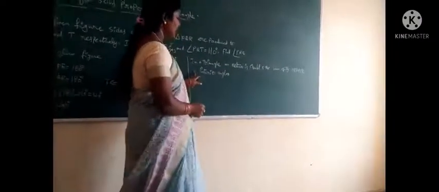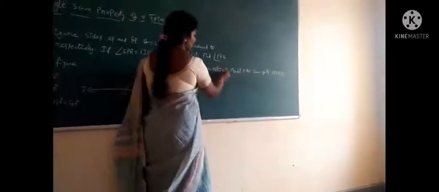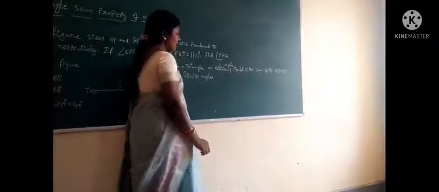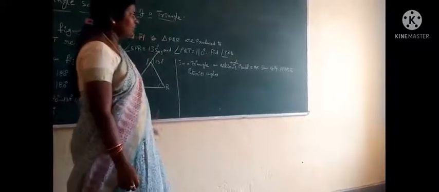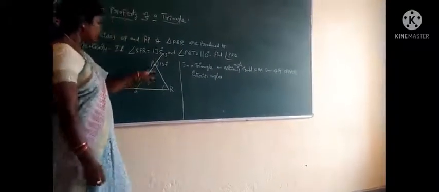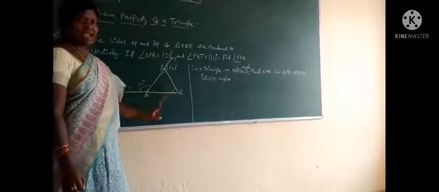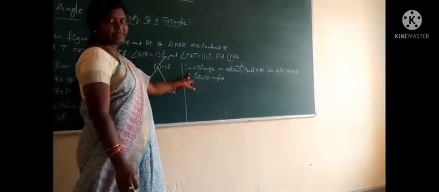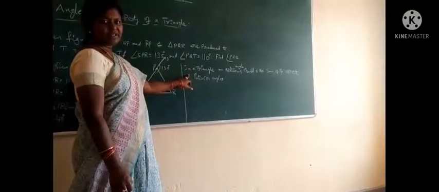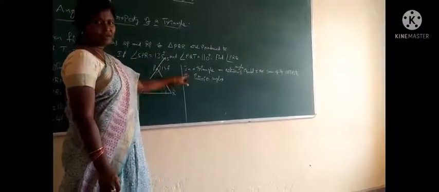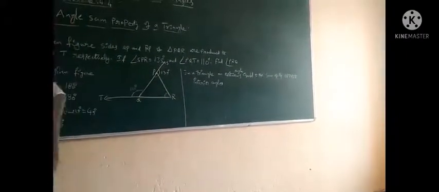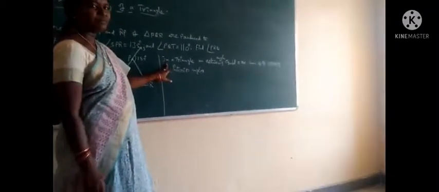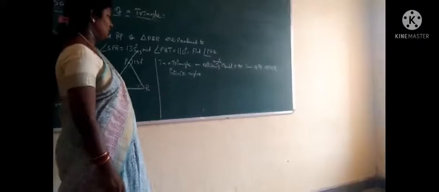In a triangle, an exterior angle is equal to the sum of its opposite interior angles. This is the angle sum property of a triangle.